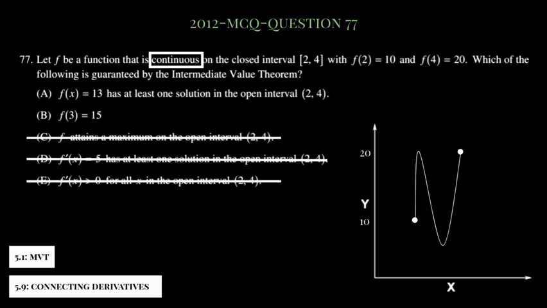So A says f(x) equals 13 has at least one solution in the open interval from 2 to 4. And B says f(3) equals 15. We don't know for sure what value f has at 3. We don't know that it's 15. So therefore, A implies that it has to take on the value of 13 somewhere amongst the interval. So this would make A our right answer.